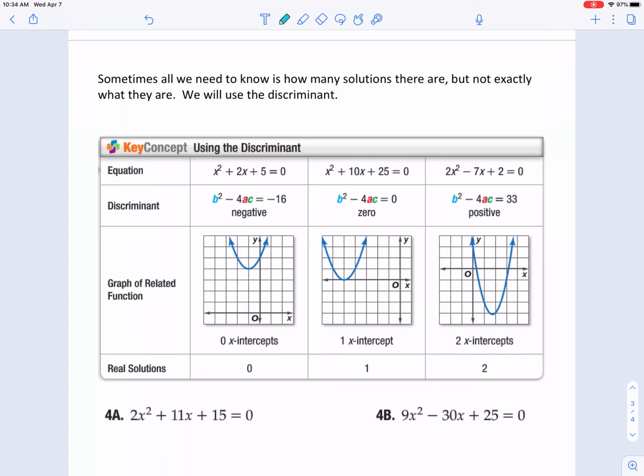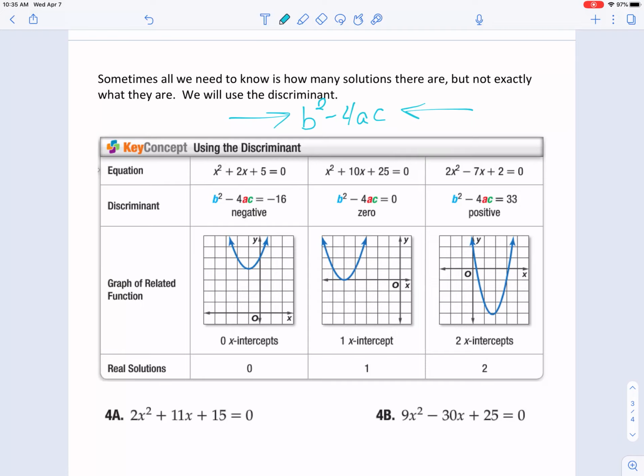So, sometimes all we really want to know is how many solutions there are. We don't really care what they are. Sometimes we only care about how many there are. So we're going to use something called the discriminant. The discriminant is only the stuff that's underneath the radical sign of the quadratic formula. So the B there or B squared, missing out on 4 awesome cupcakes, that is the discriminant.